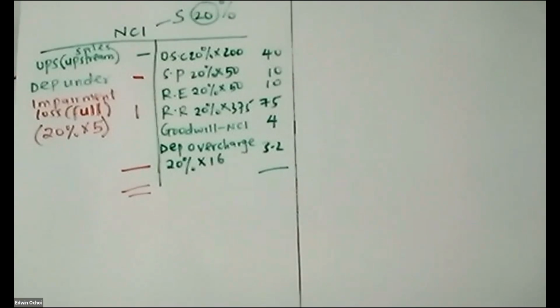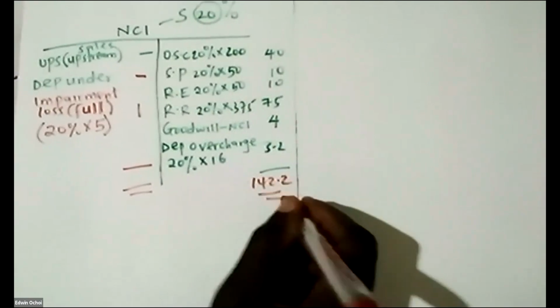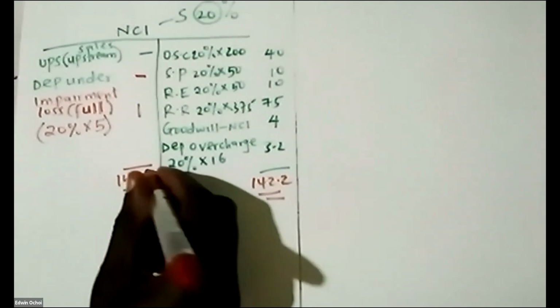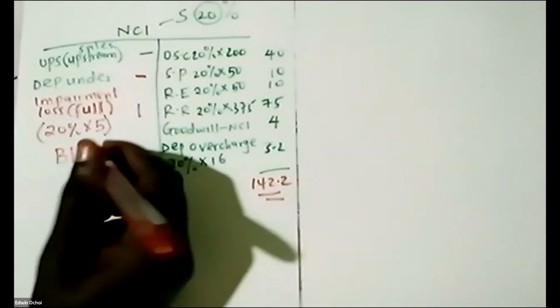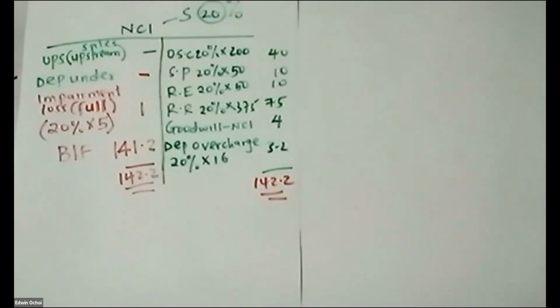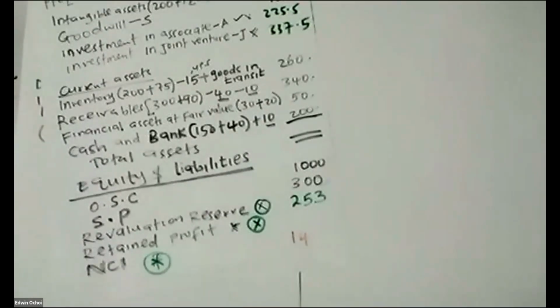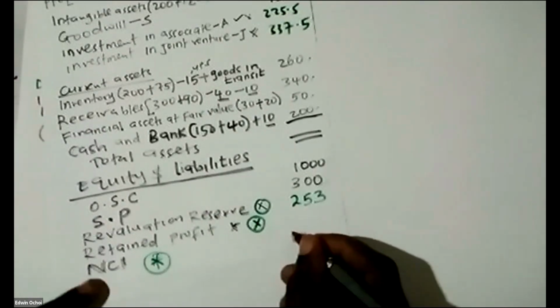So if you add 40 plus 10 plus 10, that is 60. 60 plus 75. 60 plus 75 plus 7.2. I'm getting 142.2, which means that my balancing figure here would be 141.2. So 141.2 is what you record as your NCI.